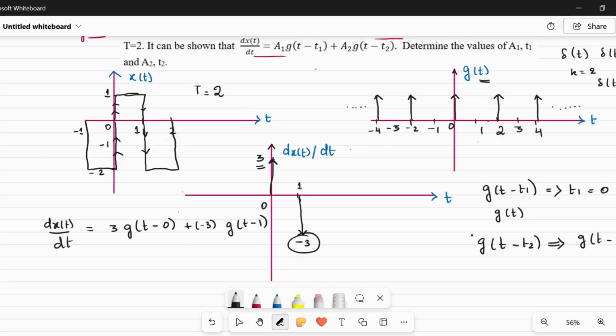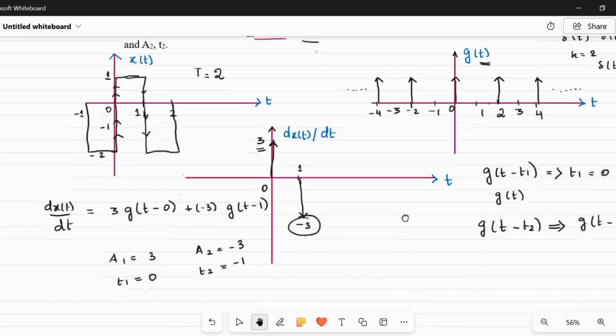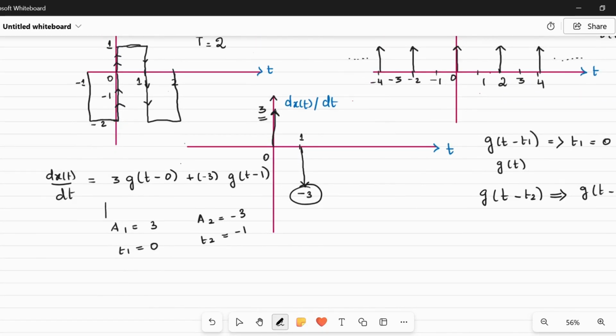When comparing this expression with the given problem, we can say that a1 is equal to 3 and t1 is equal to 0. Similarly, a2 is equal to minus 3 and t2 is equal to 1. Therefore, this will be our answer for the particular problem.